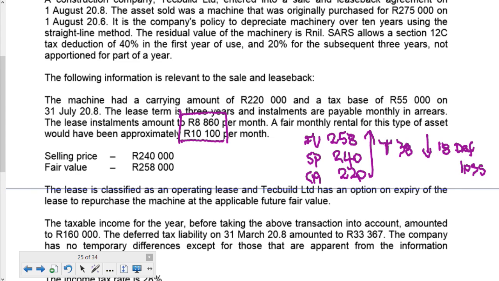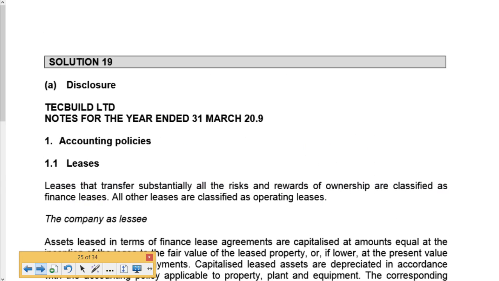The lease is an operating lease. They have the option at expiry to repurchase the machine at fair value. So we can buy it back if we pay full price. So that's not a finance lease, is it? A finance lease is when we've paid for the machine through our installments, or when we can buy it for a minimal amount. Yeah, so that's that number.